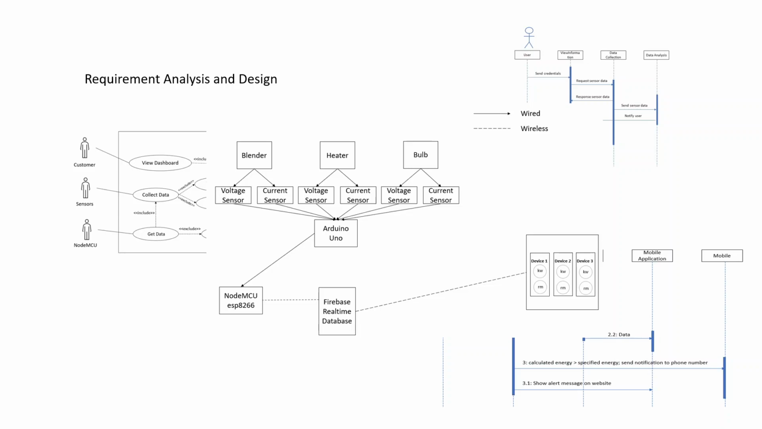The Arduino will fetch the sensor data, the voltage and the current value, and calculate the power, the energy, and the cost. Then it will send the values to the NodeMCU using serial communication, and after that the NodeMCU will use the Firebase Arduino library to upload the data into the Firebase real-time database wirelessly. At the end, I'll be using a mobile application to fetch the data from Firebase and show it on a user dashboard.